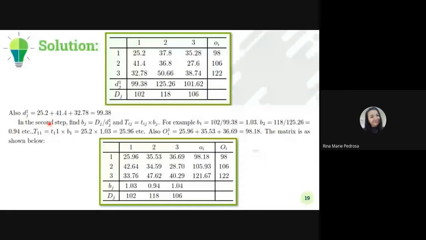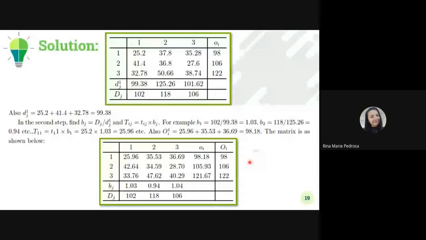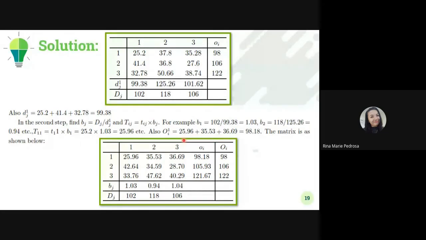We already have 25.2 plus 41.4 plus 32.70 is equal to 90, times B sub j. For example, for B sub 1, we have 102 all over 99, and then we are going to have an answer of 1.03. For B sub 2, the same thing, and so on and so forth. Meanwhile, for our O sub i, for row 1, we have 25.96 plus 35.53 plus 36.69, which is equal to 98.18. So the matrix is as this one.